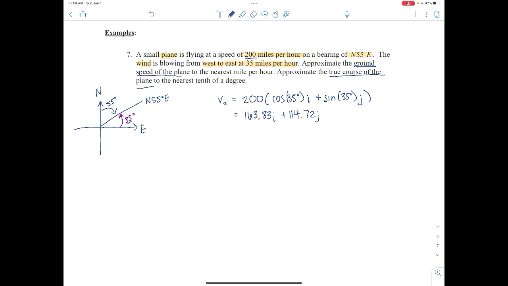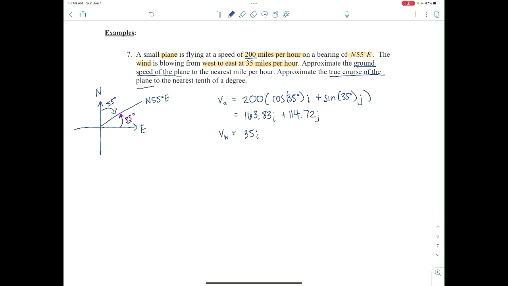And another important vector we want is the vector of the wind. So the wind is going from west to east at 35 miles per hour. So that's just 35 in the i component and nothing else. It's moving in the positive direction, a magnitude of 35. So it's not going up or down. It's just moving in the east direction.